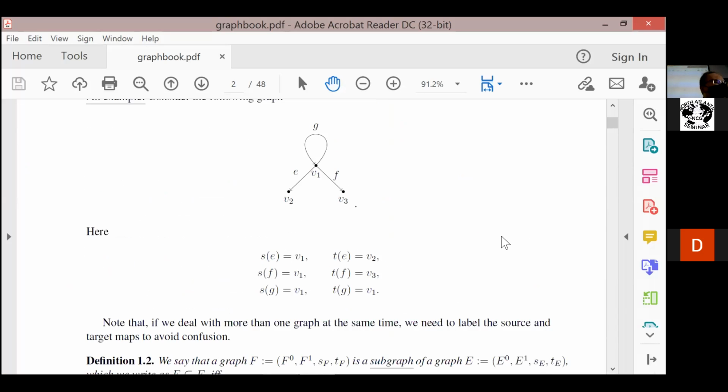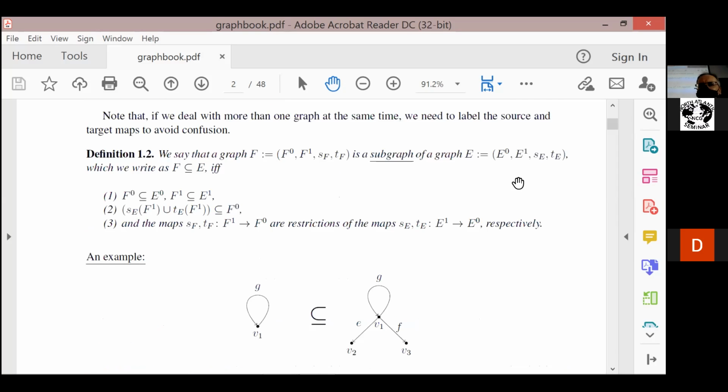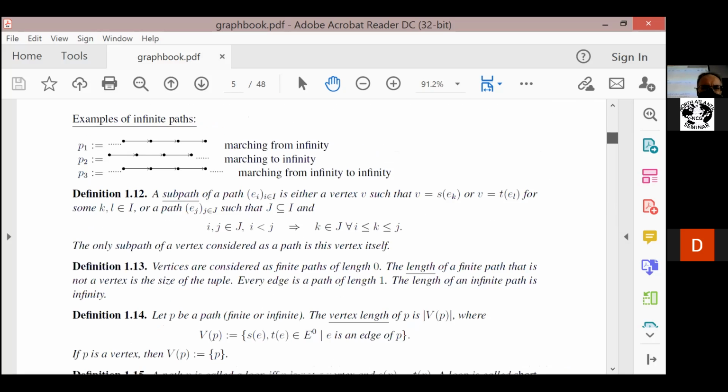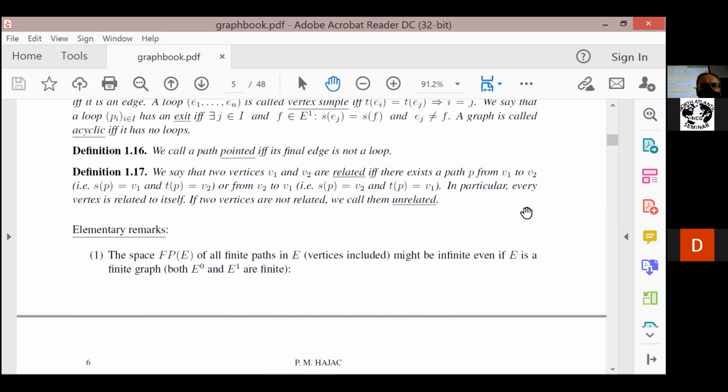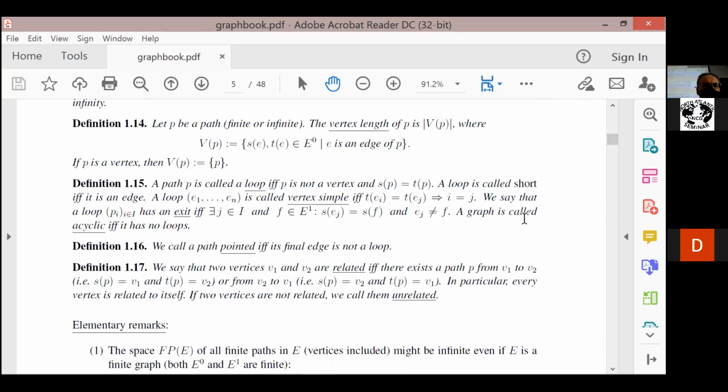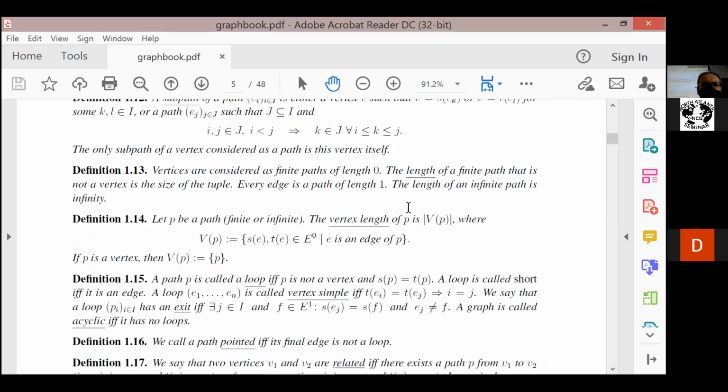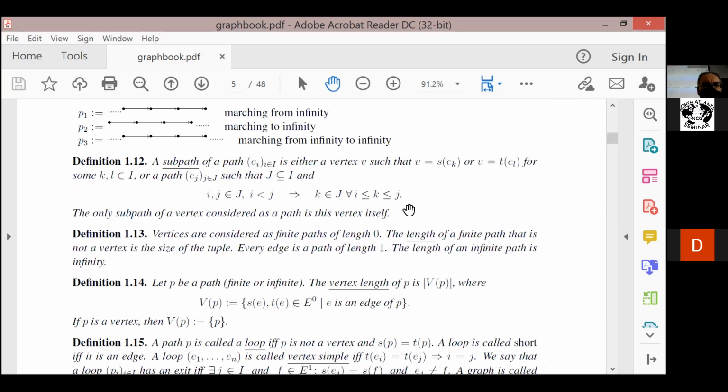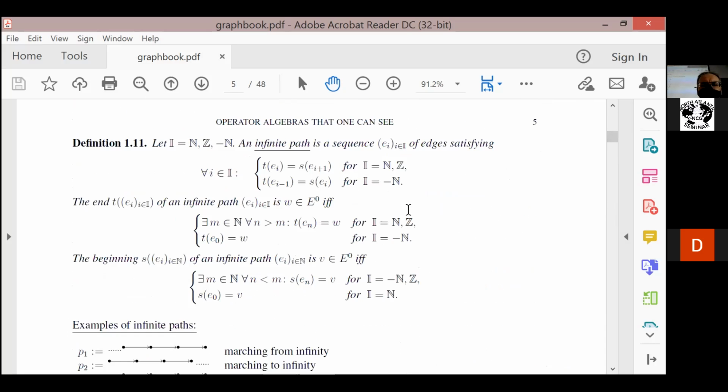In order to make all these arguments precise, I should define the vertex length of a path, okay? And of course, I should have done it in the previous semester, but I didn't because I didn't see it coming. So let me do it right now. Here you see, I have this vertex length definition, but because we will apply it to all paths, let me remind you what we mean by an infinite path and what we mean by the end and the beginning of an infinite path.